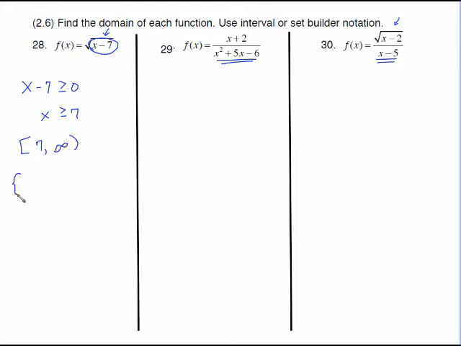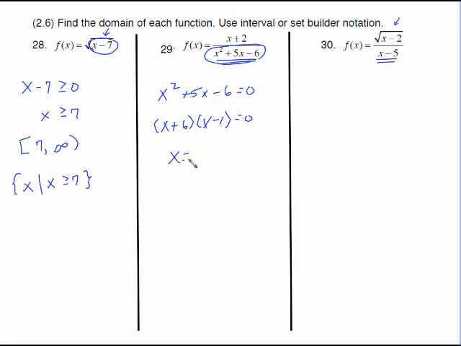If you want to do set builder notation, it's all x such that x is greater than or equal to 7. For the fraction, all that matters is the denominator. We are not allowed to have 0 in the denominator, so we set the denominator equal to 0 and solve. It factors as x plus 6 times x minus 1, which gives us x equals negative 6 or x equals 1. Those are the numbers that are going to be thrown out of the domain. So if we do set builder from here, I can just do this, all x such that x does not equal negative 6 or 1.